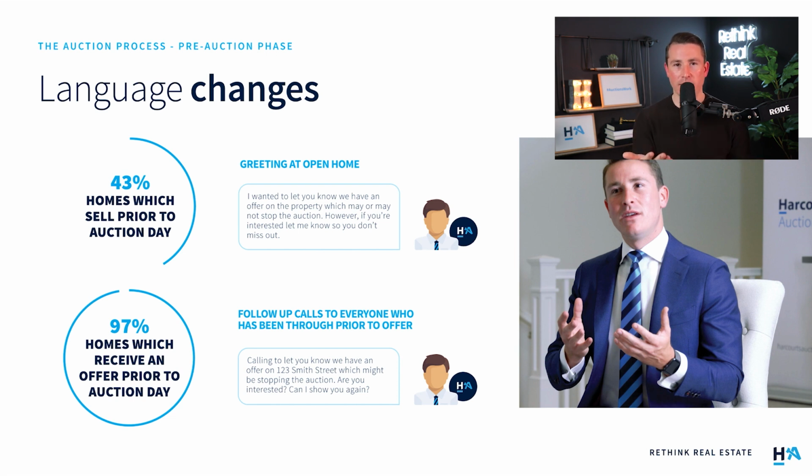Getting clear intent. The other part, that when we get inbound people that are interested in the property, whether we meet them at the open house or whether they're phoning, we can say, hey guys, I want you to know before we dive into this situation, we do have an offer on the property prior to auction, may or may not stop it. So if you're interested, we need to definitely get you there. It provides a different angle and makes sure that we are dealing with people in a serious sense.